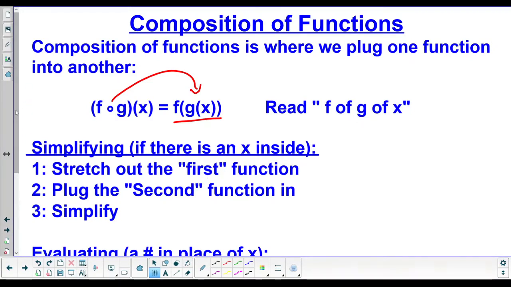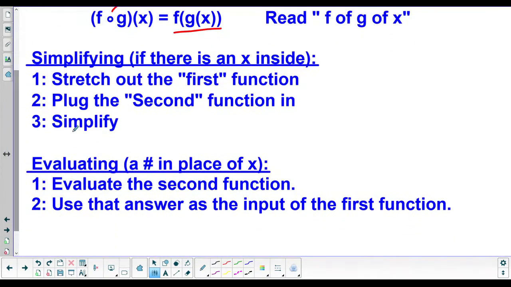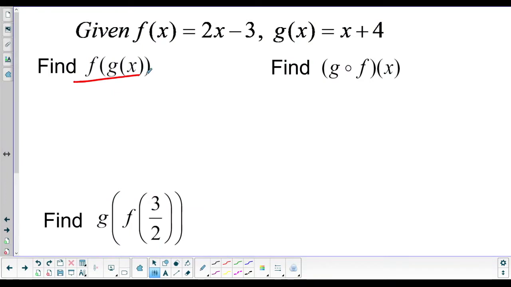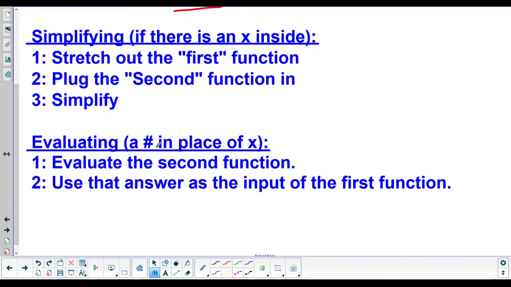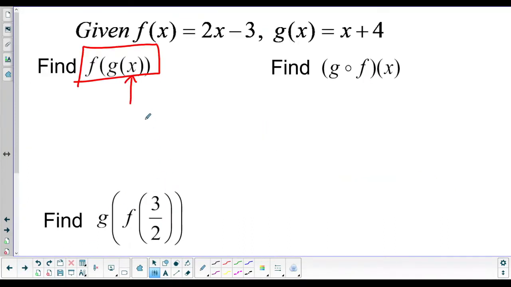So let's talk about the two types of problems we're going to see today. We're going to see a simplifying, or this is just a straight composition problem. They're going to look like this. The way you can tell it's a straight composition problem is because the inside here is an x. The other type of problem we're going to see today is an evaluating problem. And evaluating is a fancy way to say plugging a number into x. So instead of the inside being an x like this, the inside will be a number like that. This is an evaluating problem. This is a straight composition problem.